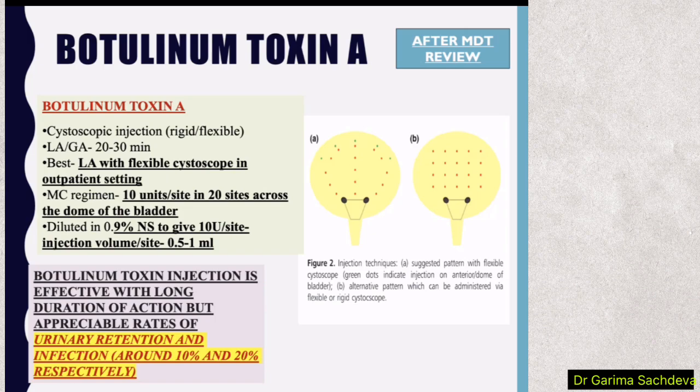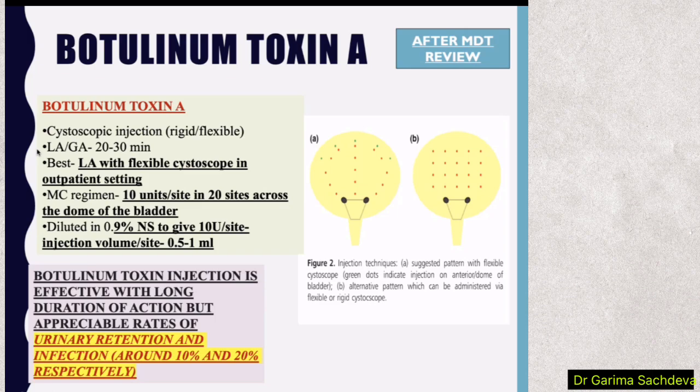So first is botulinum toxin A. Always you give it after MDT review. This I've already told you, for any invasive procedure. So how do you give it? Under cystoscopy guidance, you inject in the bladder wall. These are the various patterns of how you can inject.